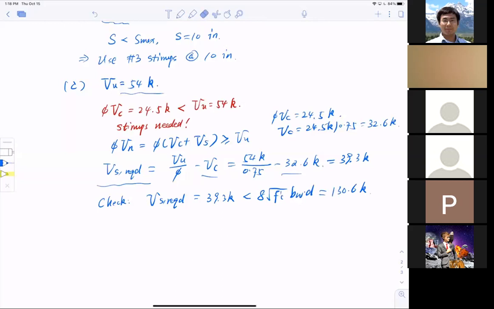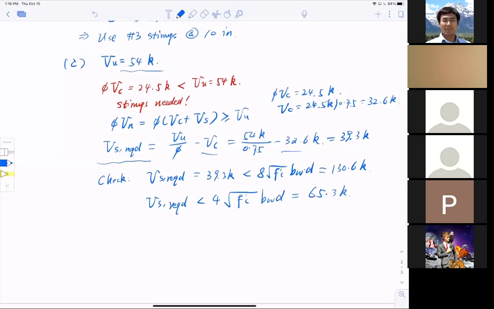Okay, and after that, let's check again whether Vs required is smaller than 4 times the square root of f prime c times bw d. Turns out this number is half of that, so 65.3 kips. So why are these checks? If you forgot, let me just write it out here. This check is called a section size check, to check if the section is large enough.